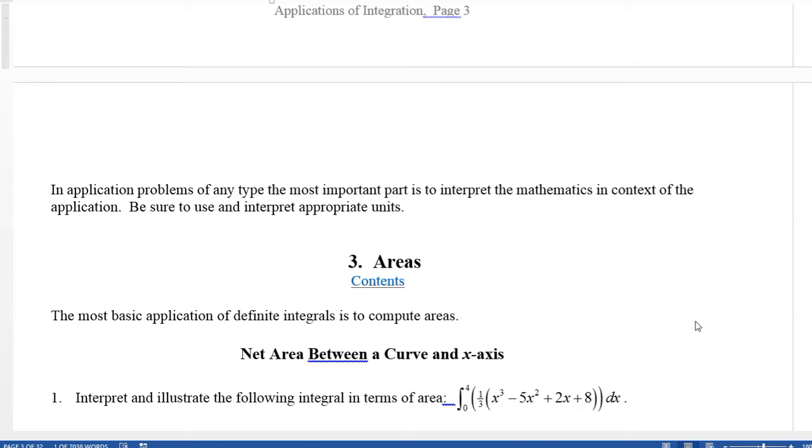We have a definite integral, you see at the bottom of your screen, the integral from 0 to 4 of 1/3 times parentheses x cubed minus 5x squared plus 2x plus 8 close parentheses dx. So take that integral and interpret it in terms of area and illustrate it.